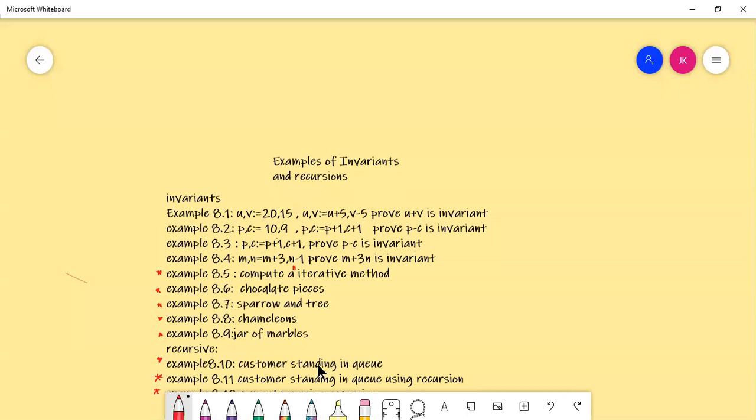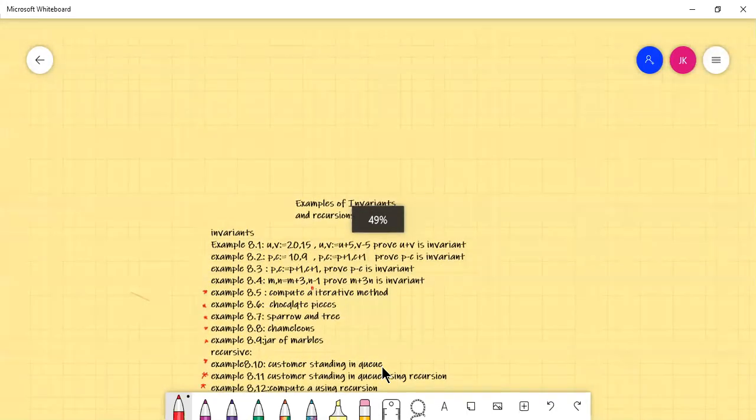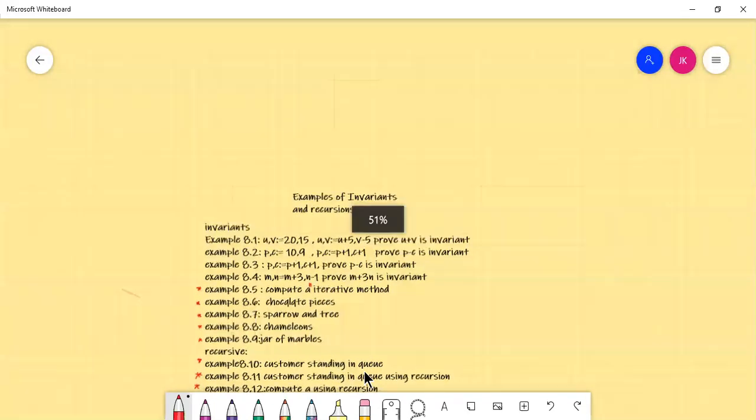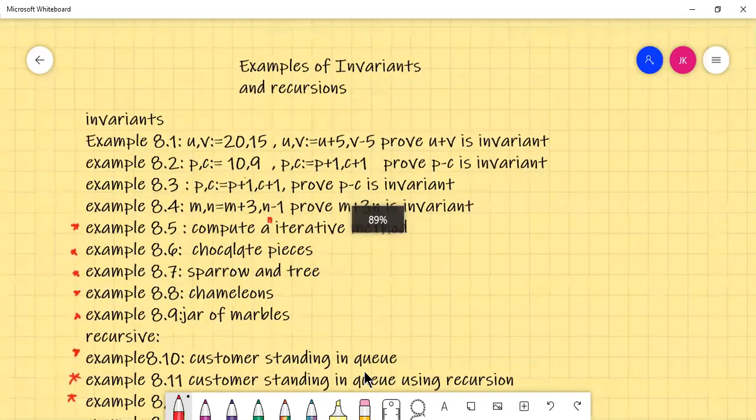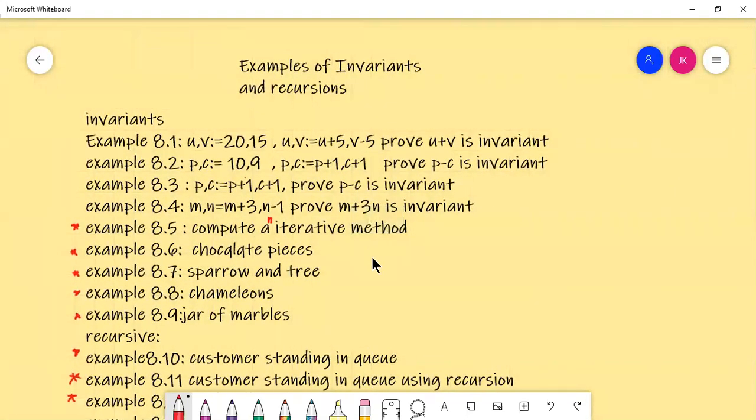This example I've explained as a student and teacher: students standing in the queue and the teacher requesting how many students are there in the line. I've explained this using your iterative method and using your recursion method. The next example is the same thing, compute using recursion, which has already been taught. And the last one is about your square, for which a separate video will be sent. So these are all your examples in your textbook.